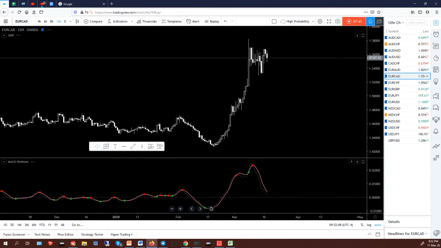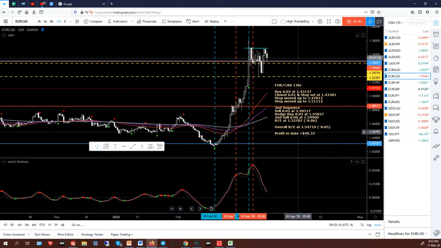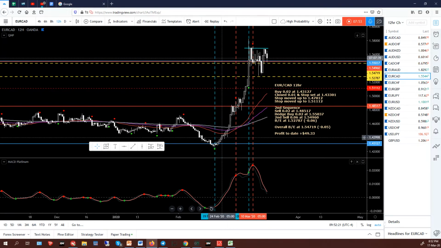Euro CAD, I'm not sure. It's very similar. Oh, here we go. We took up a buy back here. So buys are the blue lines. So it was on this sequence here. I've got a stop in place for this buy up here. So that buy is an independent trade.